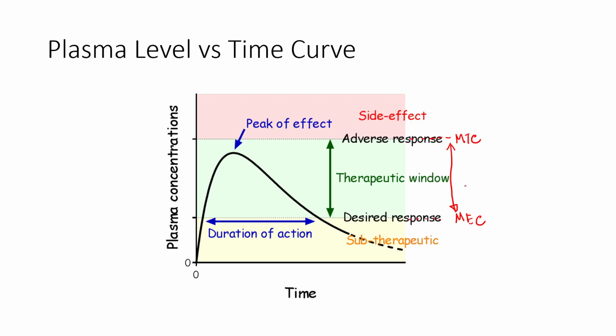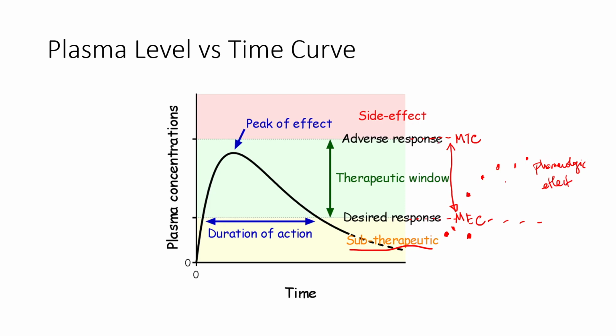Remember the definition of MEC? It is the minimum concentration required to elicit a response. So if your concentration does not reach the MEC, it is subtherapeutic. It does not yield a pharmacologic response because it did not meet the minimum required concentration. If your blood or plasma concentration is beyond the MEC, you will now experience a pharmacologic effect.